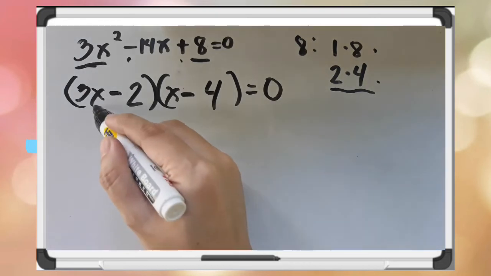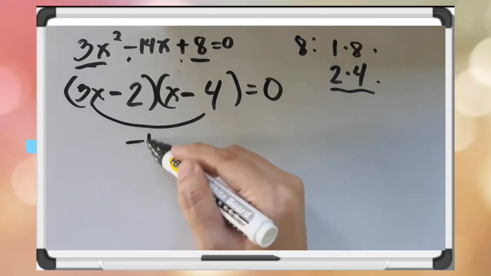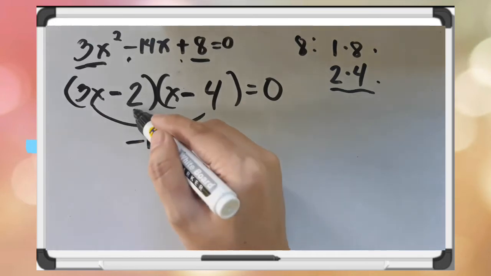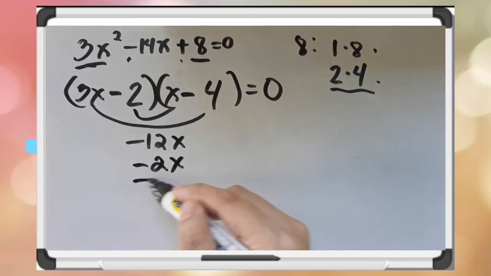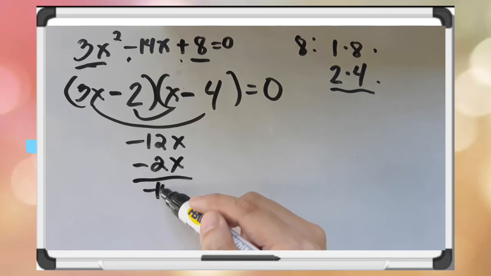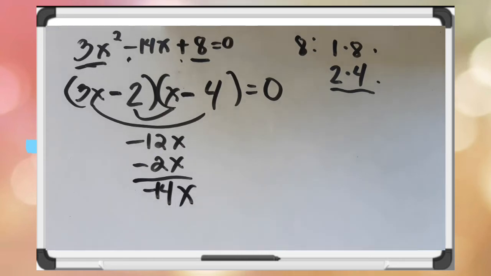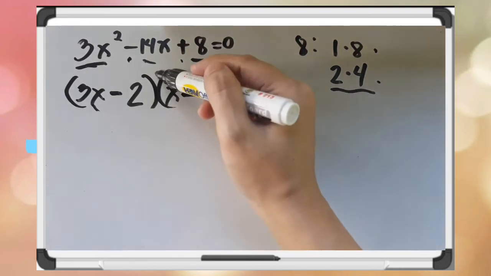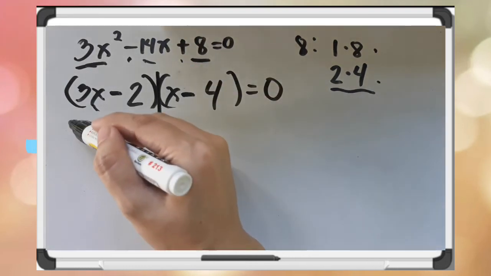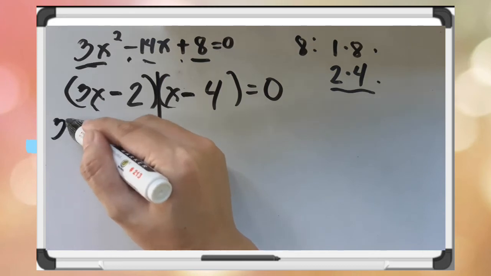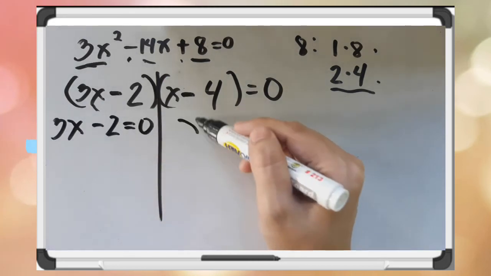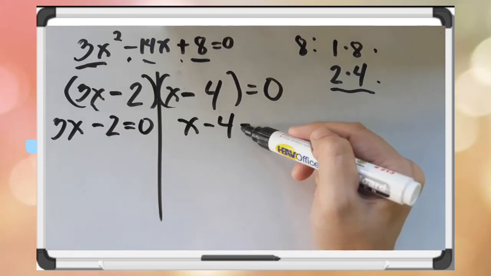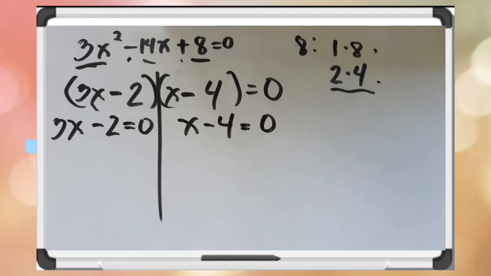Let us check by multiplying the outer terms and the inner terms. We obtain negative 14x, which is our middle term. Therefore, the factors are correct. Next is to equate both factors to 0. So 3x minus 2 is equal to 0 and x minus 4 is equal to 0.